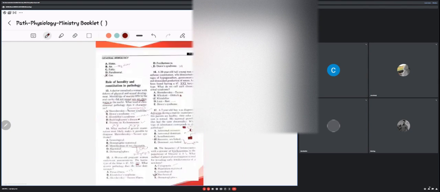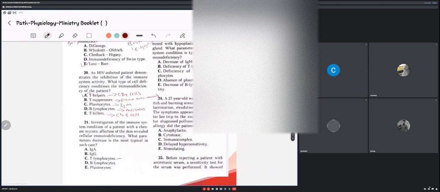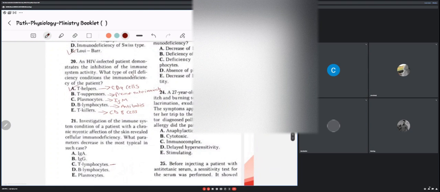So the question was pointing towards that, question 21. The immune system condition of a patient with chronic mycotic affection of the skin reveals cellular immunodeficiency. What parameters decrease, what is the most typical? Of course, they even said most typical. In this case, there could be other cells too that are associated. So that's why it is a T cell or T lymphocyte. I see.